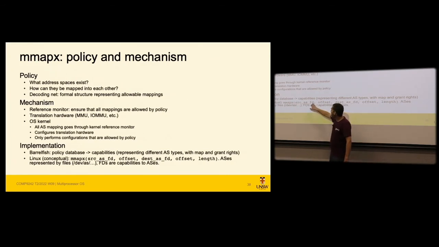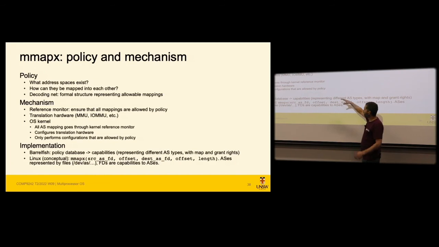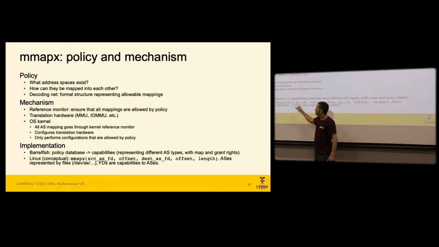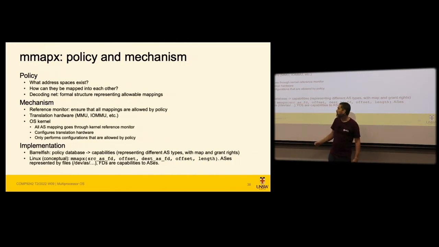In this case, they have file descriptors which act as your capabilities, and then they have a file system, dev.as, which represents all the various address spaces, and they use Linux access control to manage access to those address spaces. So if you have access to the address space, then you can do mappings. But if you don't have access to the address space, then you can't do the mappings. So yeah, that's a cool way of doing this kind of thing in Linux. You're essentially using file descriptors as capabilities. They've implemented that, and that actually works really well.